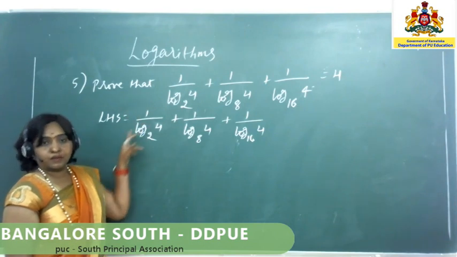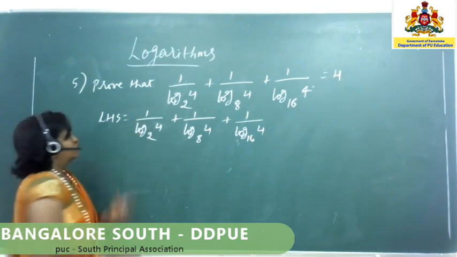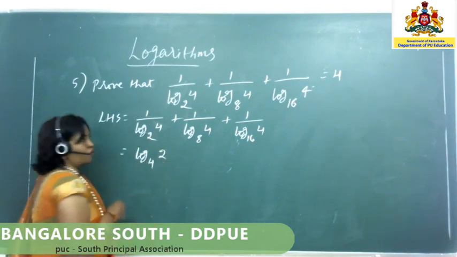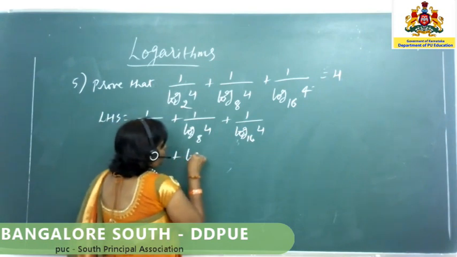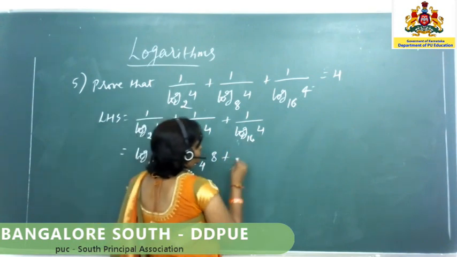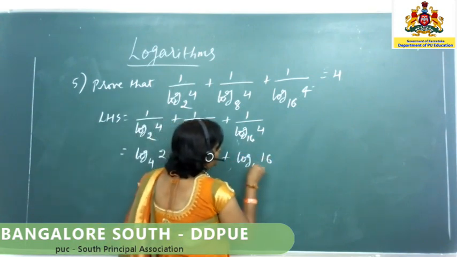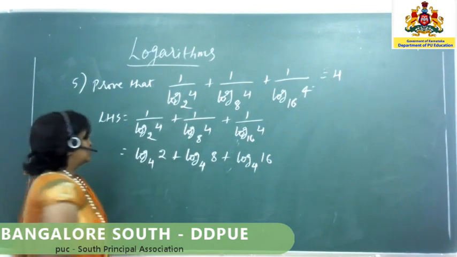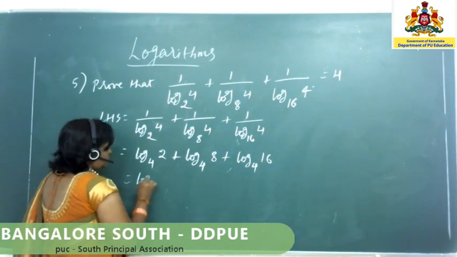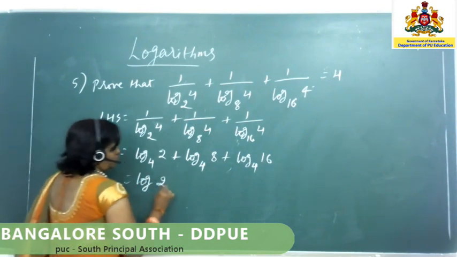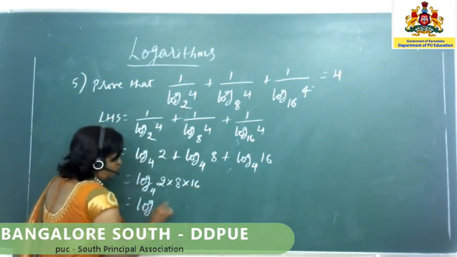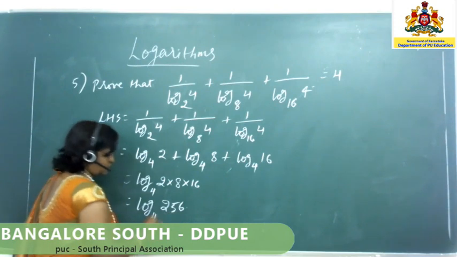So 1 by log b to base a can be written as log a to base b. So this can be written as log 2 to base 4 plus log 8 to base 4 plus this log 16 to base 4. So since the base here is same, so this can be written as log 2 into 8 into 16 to base 4, that is equal to log 256 to base 4.